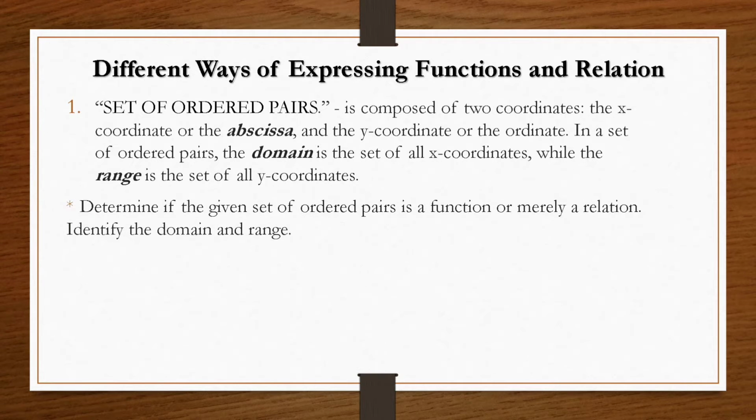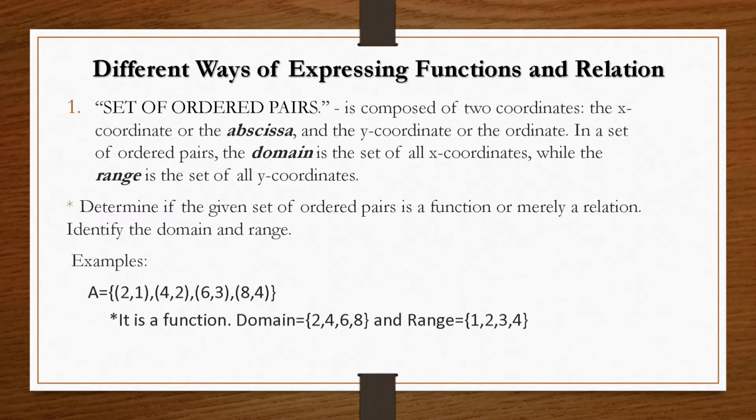So we have here examples. Determine if the given set of ordered pairs is a function or merely a relation. Identify the domain and range. Example number 1. We have 2 and 1, 4 and 2, 6 and 3, 8 and 4. Determine if it's a function or merely a relation. Look at its abscissa or x-coordinate in each pair, which are 2, 4, 6 and 8. And if it's not repeating, then it is a function.